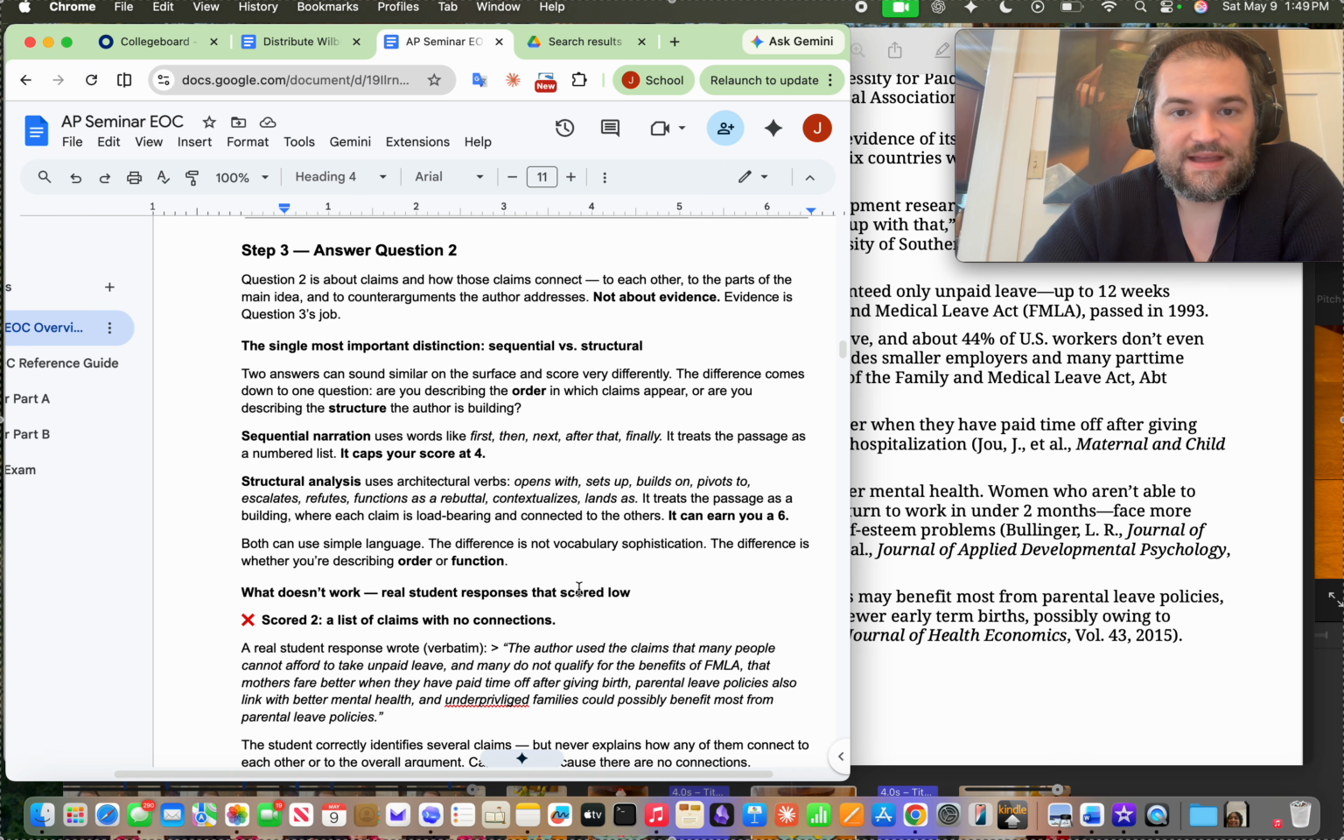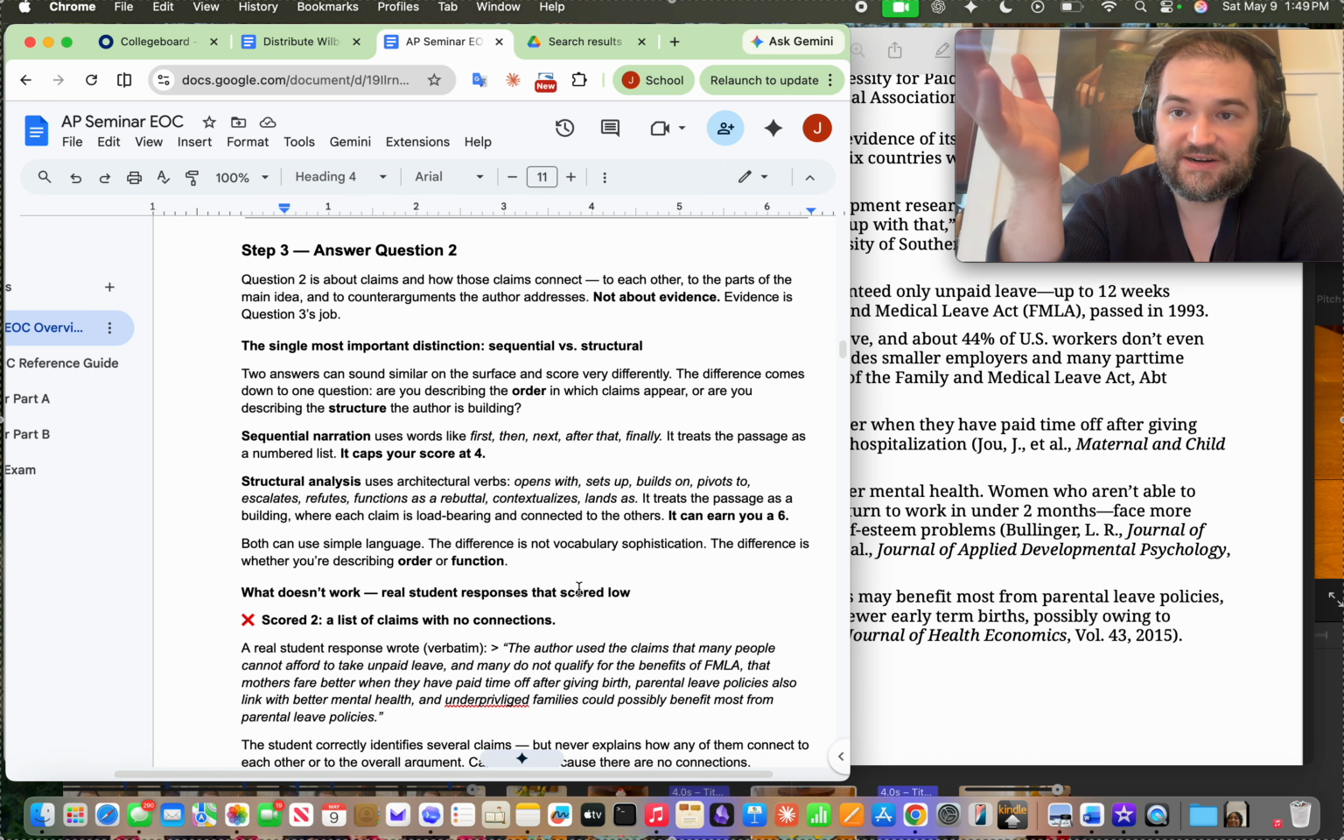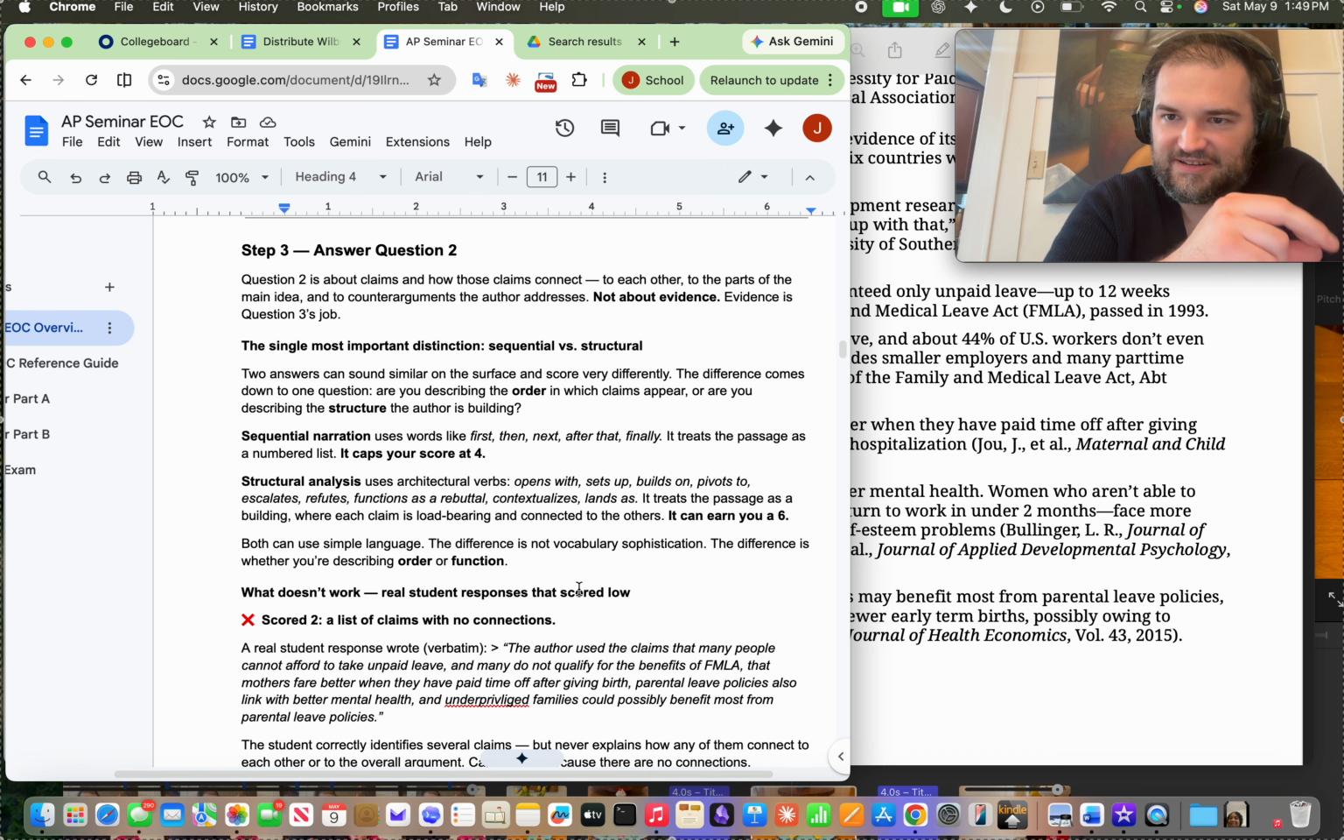I really want, this is an important part, so everybody listen to this part. Put down your phones, okay? The difference between doing well here and doing poorly is very subtle and kind of hard to grasp. So I want you to think about it like this. The language you're going to use is what I'm going to call structural and not sequential. So let me explain what that means.